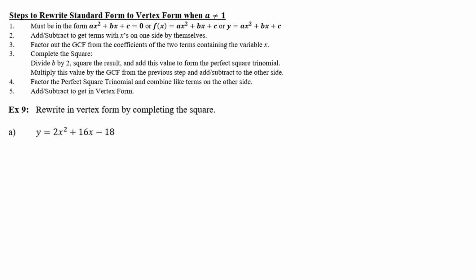Number 9 is a bit of a bonus. We did this already, so we're looking at rewriting standard form to vertex form. We did that already. The only difference here that we haven't done yet is a is not 1. Okay, so let's see what that would look like. First things first, it must be in standard form.